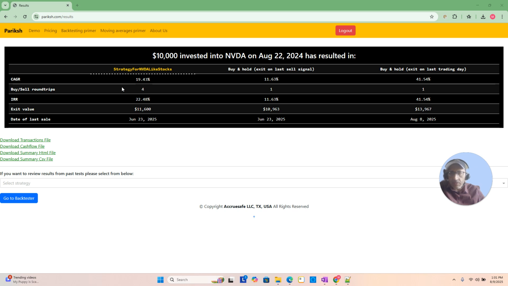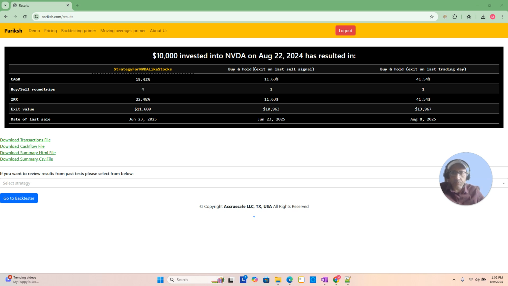And the internal rate of return is basically considering each of those round trips and the buy and sell dates. That return is higher, 22.48. It's just a different method of calculating your returns. We recommend just using CAGR, which is simplistic because you just start with what you invested and what you ended up with at the end of your investing period, which is 11,600, also called the exit value. Exit because we sold the stock on that day.